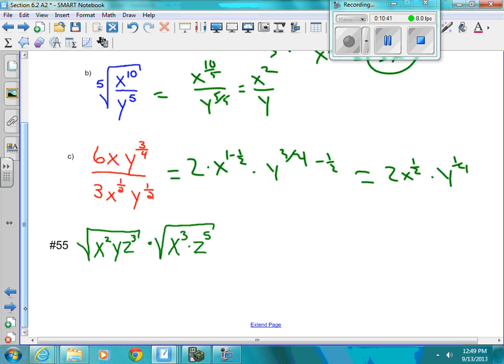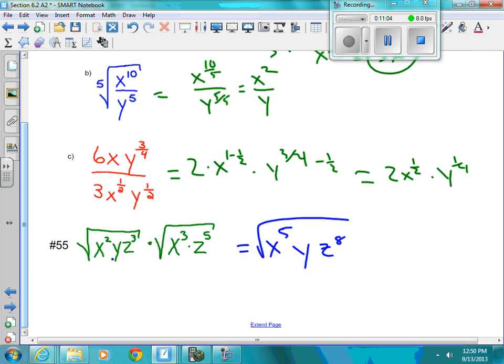Last one, this is like number 55 in your book. What if I have two separate roots? Well, I would multiply them together under one root because they're both square roots. x to the 3 plus 2 is 5. y doesn't have anything to multiply by. z cubed times z to the 5th would be z to the 8th. That's all being square rooted. So we'll leave the 2 there.